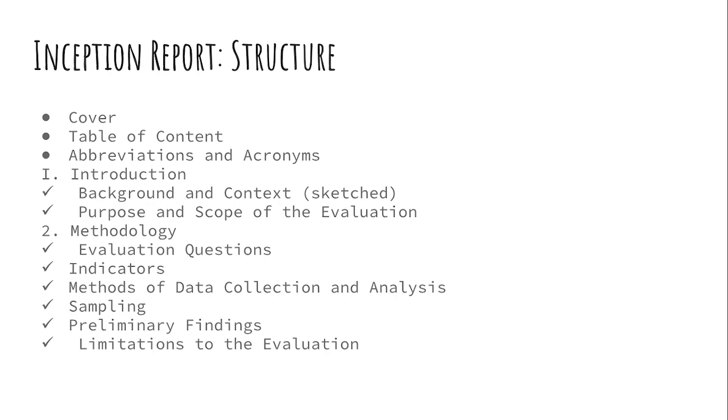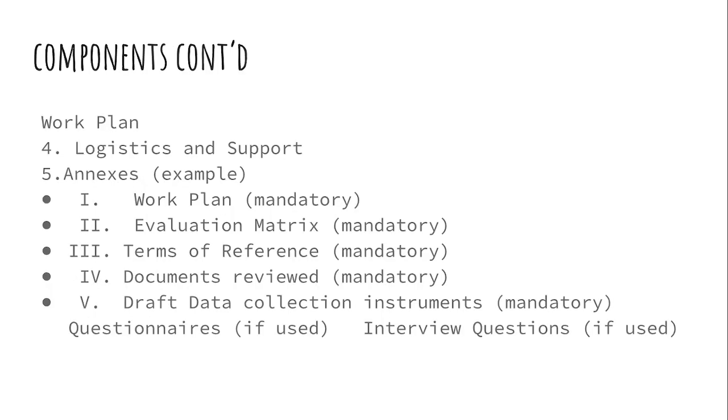One, we have the cover page, the table of contents, the abbreviations and acronyms. Then we have the introduction section. Under that we have the background and context, purpose and scope of the evaluation. Then we have section 2, which is the methodology, under which we have the evaluation questions, the indicators, the methods of data collection and analysis, the sampling, the preliminary findings, and the limitations to evaluation. Then we also have the work plan. Section 4, we have the logistics and support.